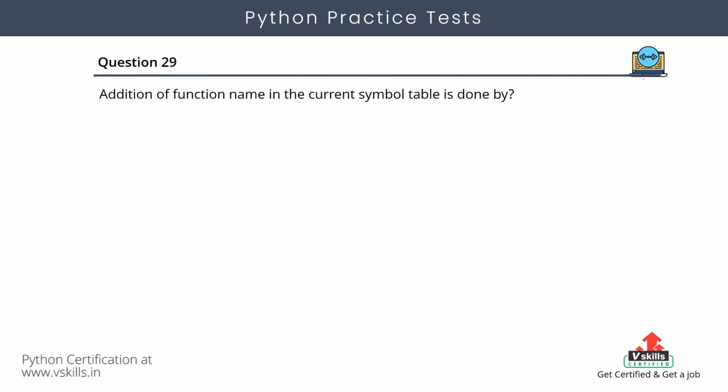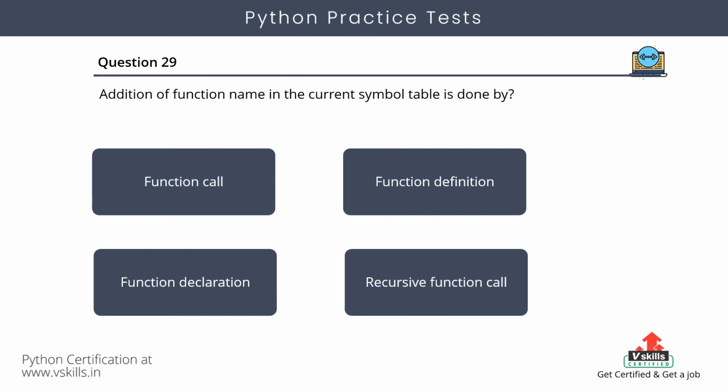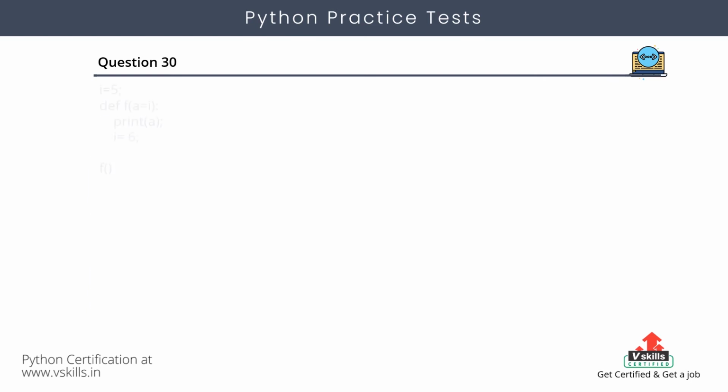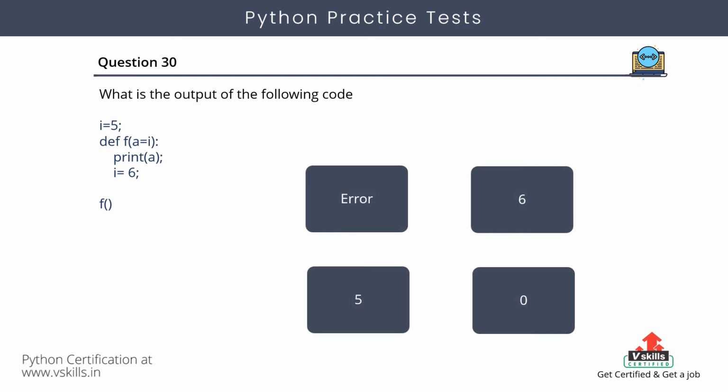Question 29. Addition of function name in the current symbol table is done by which of the following? The correct answer is option B. Question 30. What is the output of the following code? The correct answer is option C.